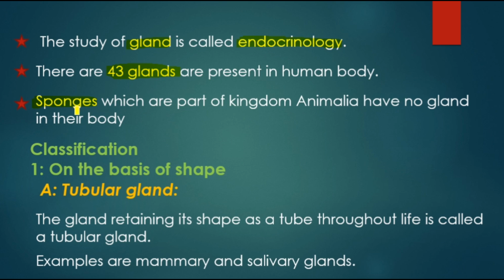Sponges belong to the phylum Porifera, and these organisms don't have any type of gland found in their body. Now the next part of our lecture is about the classification of glands.